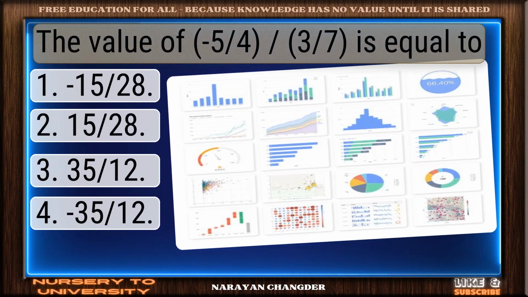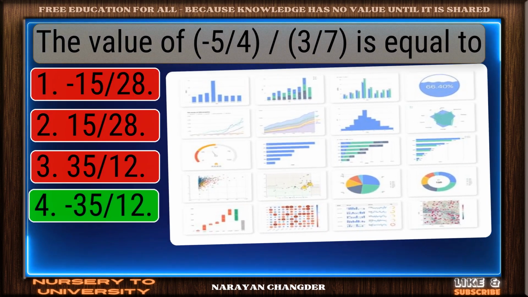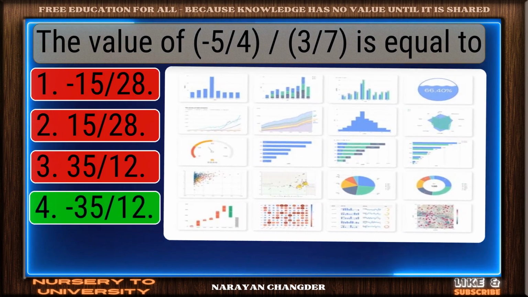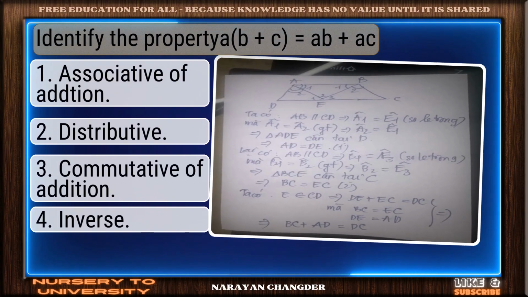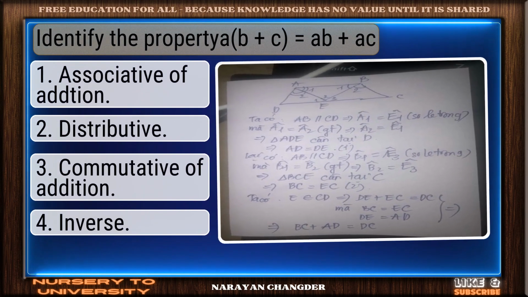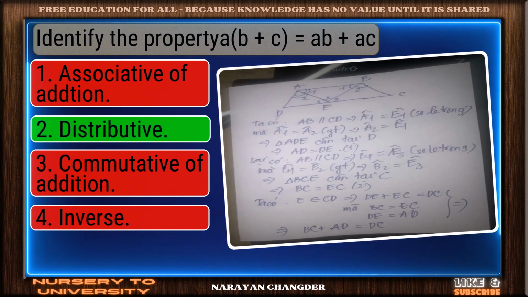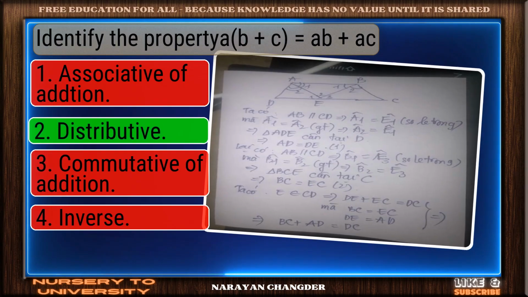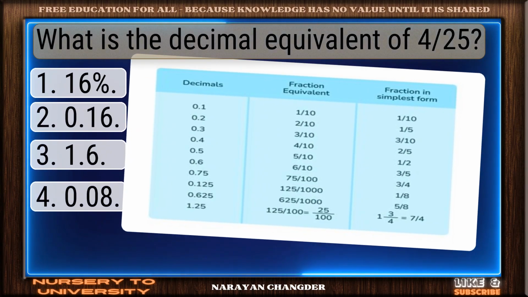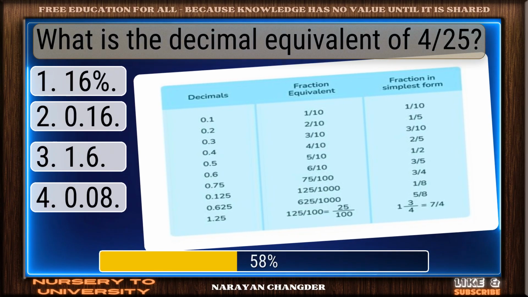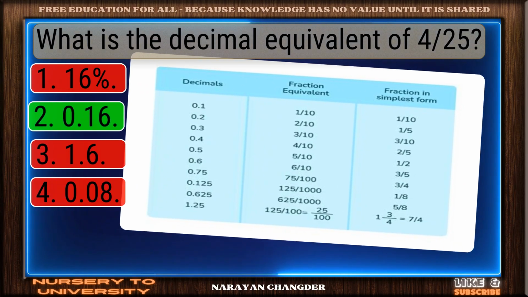Question number 33. The value of is equal to? Excellent. 3, 5, 12 is a brilliant choice. Question number 34. Identify the property equal to AB plus S. Right choice. Distributive is the best answer. Question number 35. What is the decimal equivalent of 4/25? Great job. 0.6 is the accurate answer.